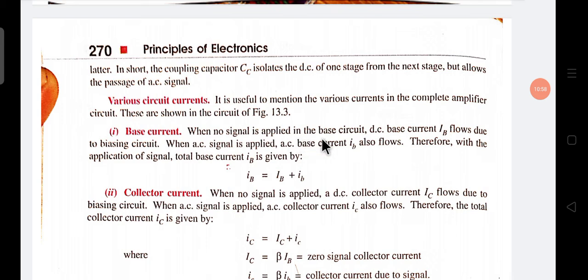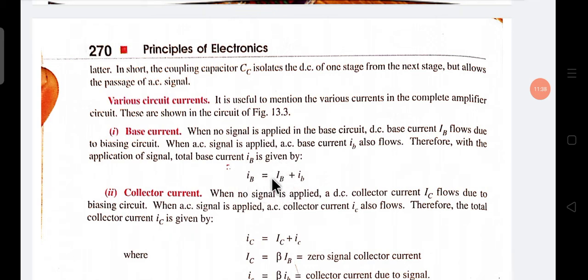When no signal is applied in the base circuit, DC base current IB flows due to the biasing circuit. Previously, in the voltage divider biasing, we have already seen that whenever there is no signal applied to the transistor, at that time there is also a base current due to the biasing of the circuit. Now when an AC signal is applied, AC base current ib flows, so with the application of the signal there is a total base current.